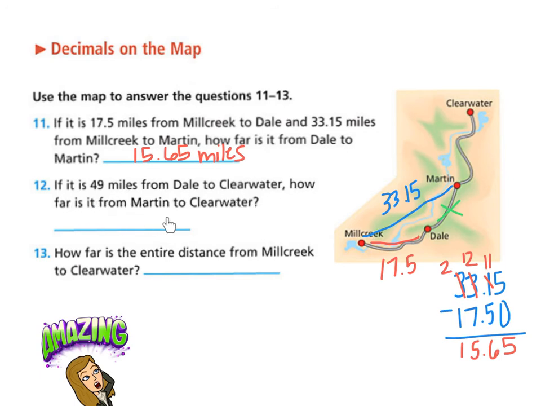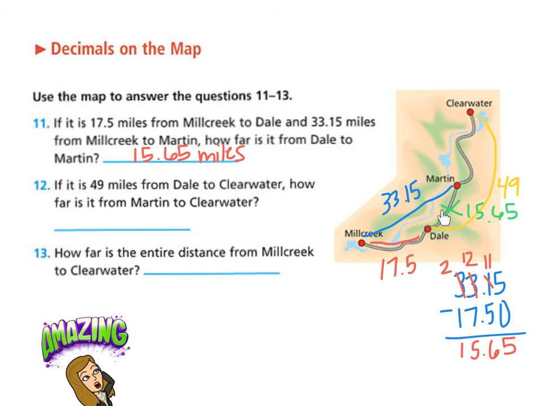Perfect. Now the next one says, if it is 49 miles from Dale to Clearwater, how far is it from Martin to Clearwater? Okay. So from Dale to Clearwater, I'm going to use yellow. We figured out that it's 49 miles. And I do have on my map now that from Dale to Martin is 15 65/100 miles. We just figured that one out. So I'm going to write that one in green. So I'm using my answer from number 1 to solve this problem.